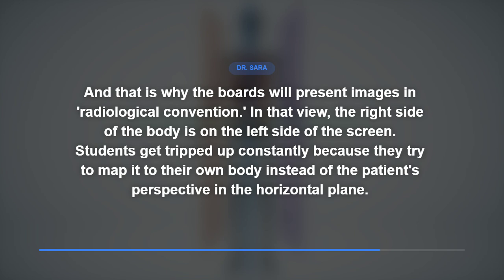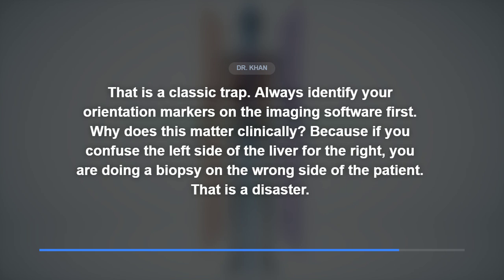And that is why the boards will present images in radiological convention. In that view, the right side of the body is on the left side of the screen. Students get tripped up constantly because they try to map it to their own body instead of the patient's perspective in the horizontal plane. That is a classic trap. Always identify your orientation markers on the imaging software first.